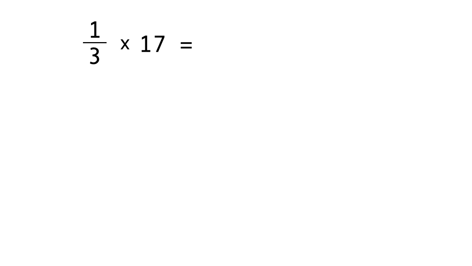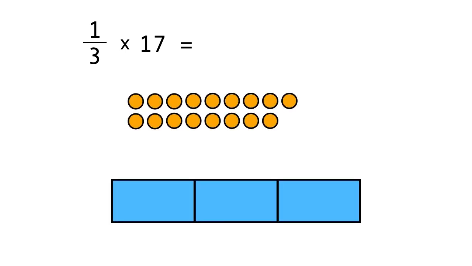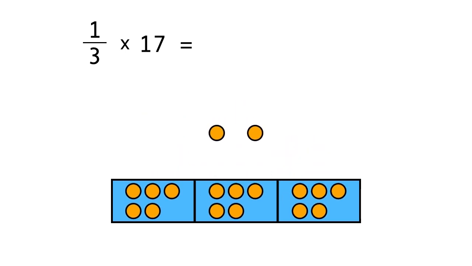Now, let's try this one. A third of 17. Now, you can see that this one is a little bit more tricky because if we have our 17 counters, they don't equally go into thirds. They don't divide by 3. They have a remainder 2. So how can we look at this problem in a slightly different way that means we can still solve it?